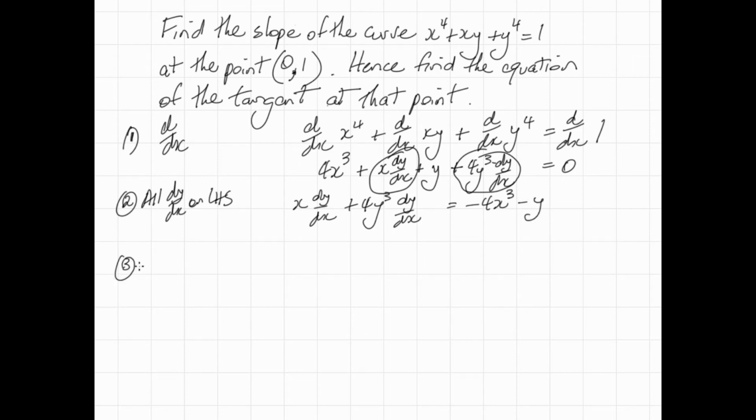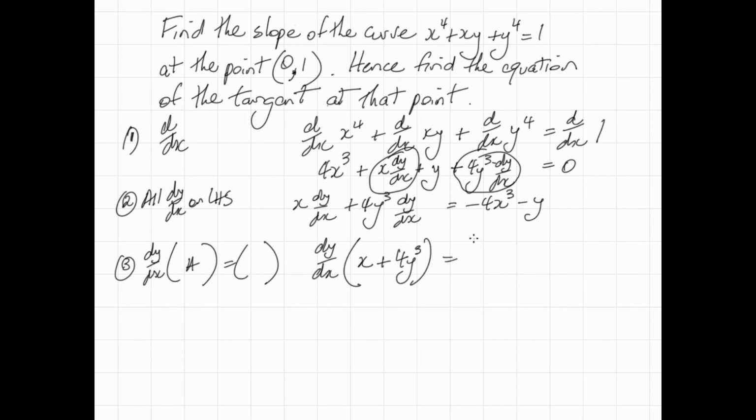Step 3 is to factorise, so we'll have dy/dx outside of some factor equals something on the right hand side. dy/dx is common to both of those terms, so it'll come outside. What have we got to multiply dy/dx by to get that? Just x. The plus sign comes down. What have we got to multiply dy/dx by to get that term? 4y cubed. The right hand side hasn't changed.